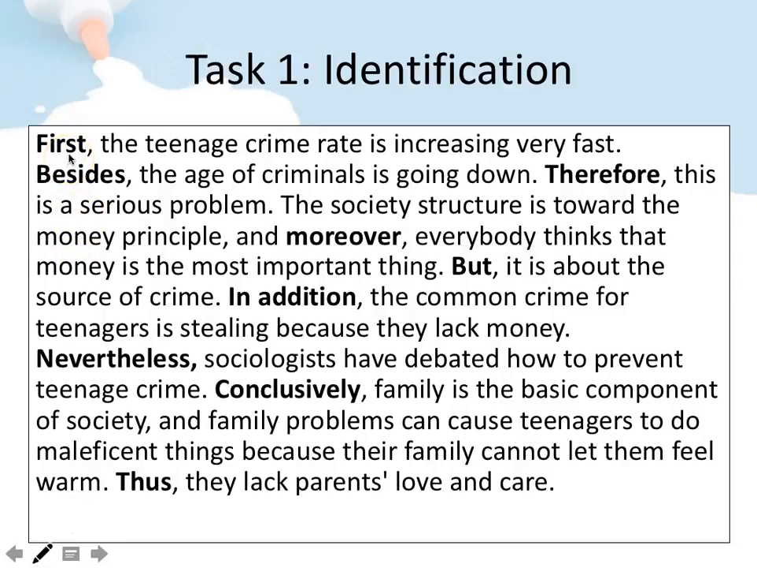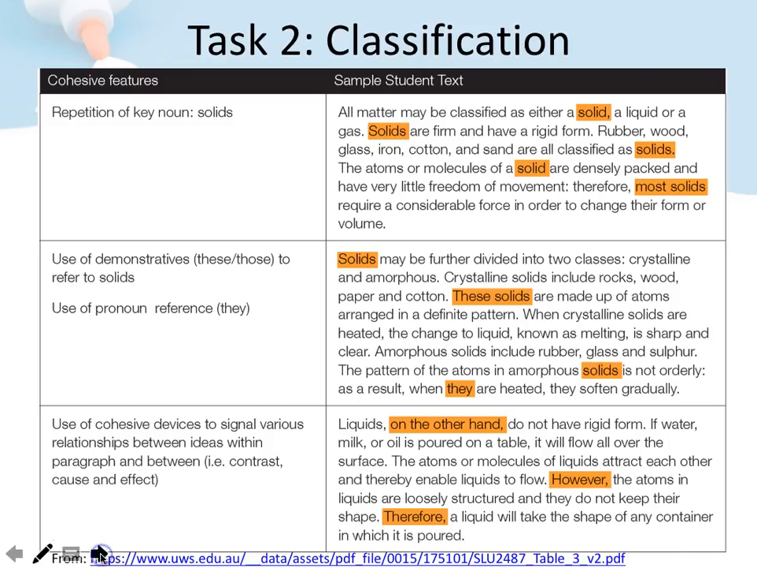So this example that starts with first, teenage crime rate is increasing very fast. Besides, the age of criminals is going down. Therefore, this is a serious problem. Therefore, and besides, and first, we could probably omit all of them, right? Teenage crime rate is increasing fast, and the age of criminals is going down. That's possible. This is a serious problem. You don't need therefore. And you can put emphasis on your ideas without the use of these overused transition words.